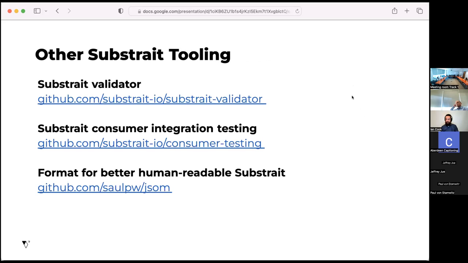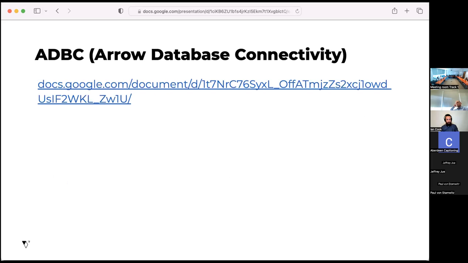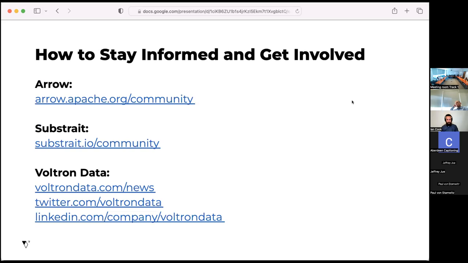And then there's a bunch of other Substrait tooling, which in the interest of time I'll skip over, but a validator, consumer integration testing and more. There's also integration between Substrait and other parts of the Arrow community, including database connectivity, Flight and ADBC standards, which again I won't get into details on in the interest of time.